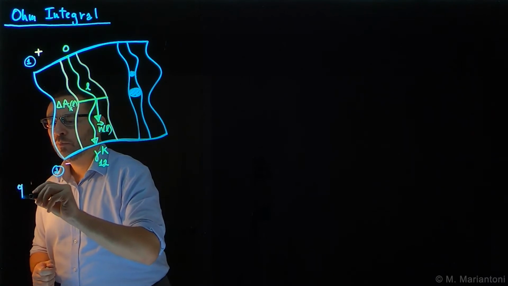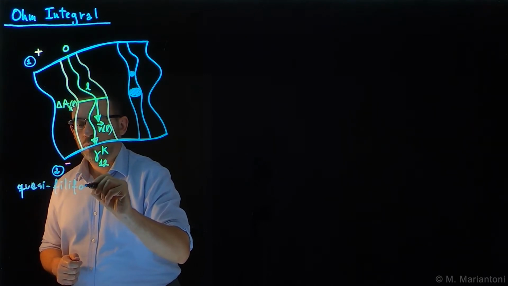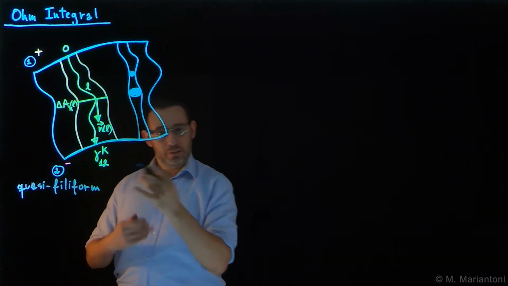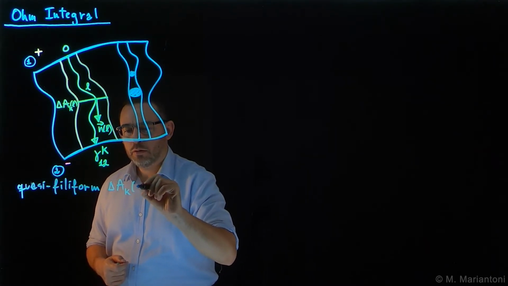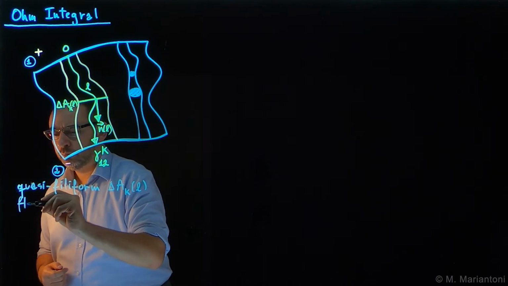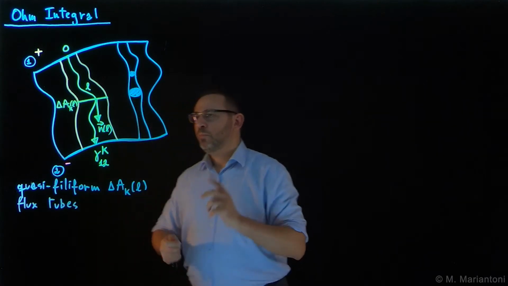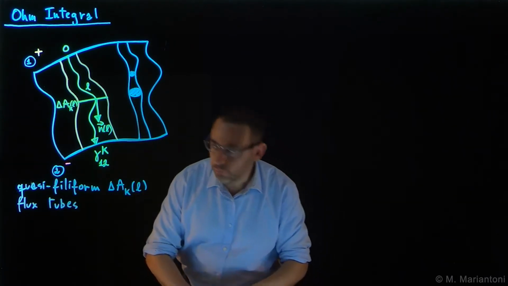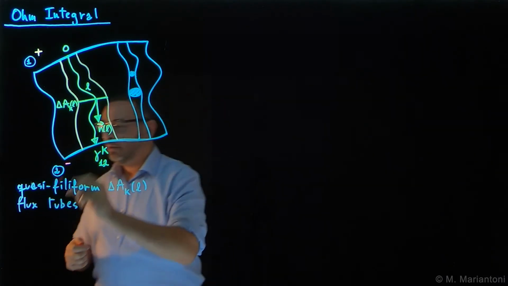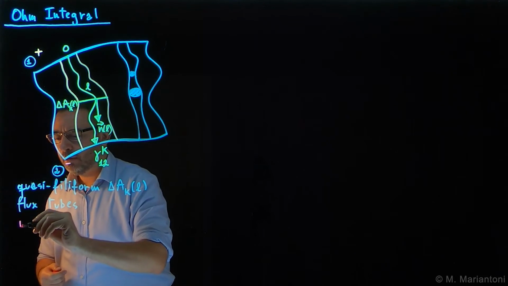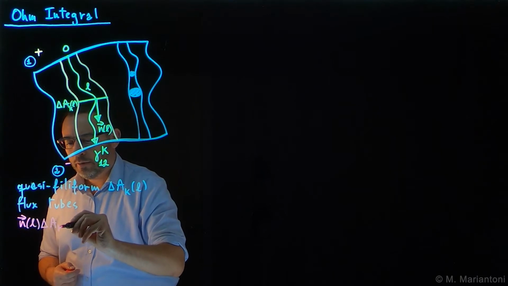So these are quasi-filiform flux tubes, therefore delta A instead of dA. We will use all the properties of quasi-filiform flux tubes to solve this problem here. For example, if I'm considering an oriented area, the oriented area will be n as a function of l times delta A k as a function of l.